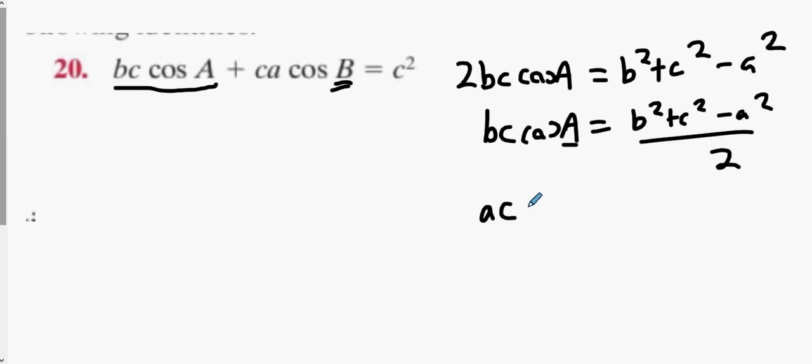Capital A turns into B. Small b turns into A. Small a turns into? That's a lot quicker than doing it from scratch, isn't it?